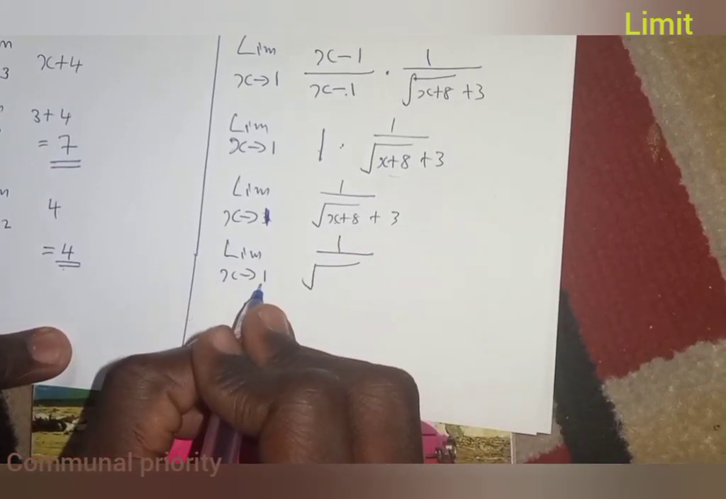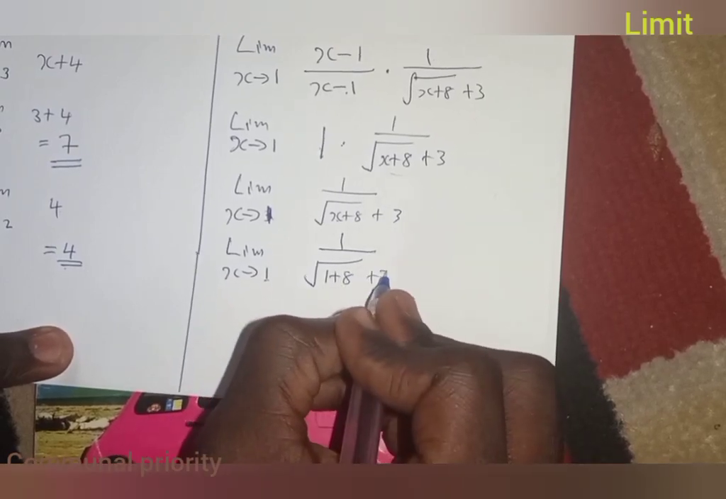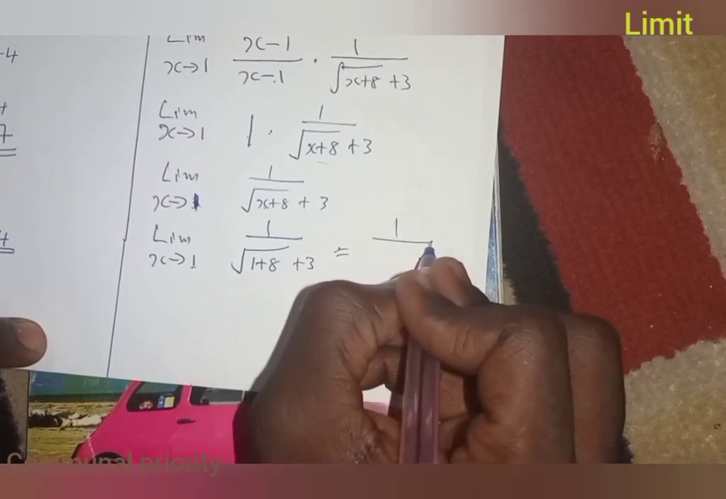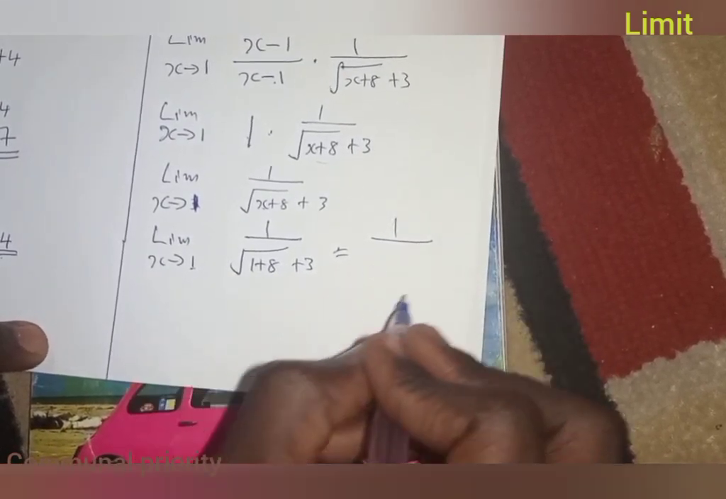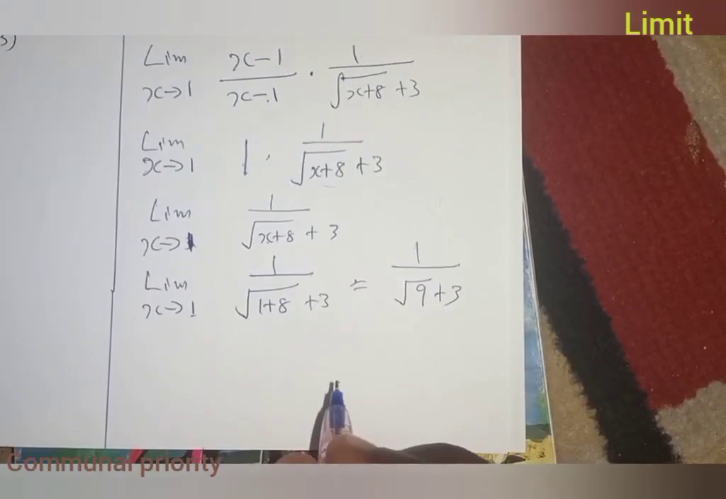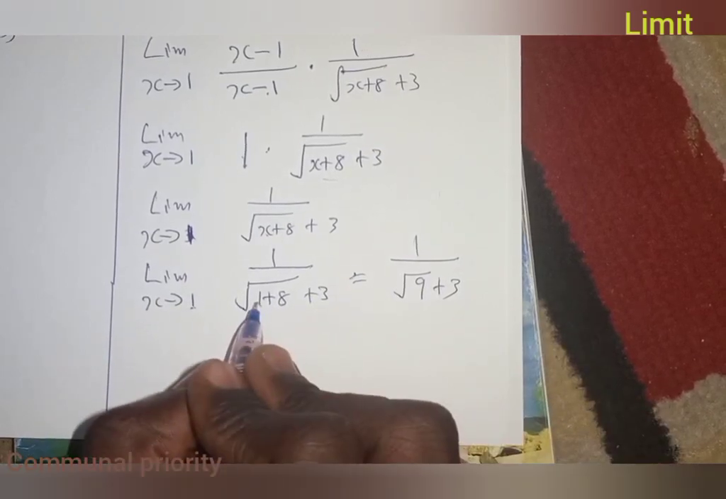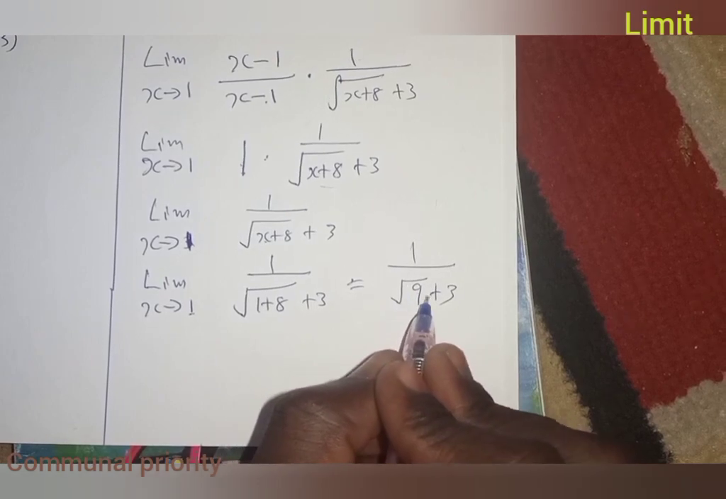What is the value of x? We said the value of x is 1. Therefore, this will be 1 plus 8 plus 3, which is equal to 1 all over the square root of 1 plus 8, plus 3. Now 1 plus 8 is what? It is 9. So therefore, we have 1 all over the square root of 9 plus 3.